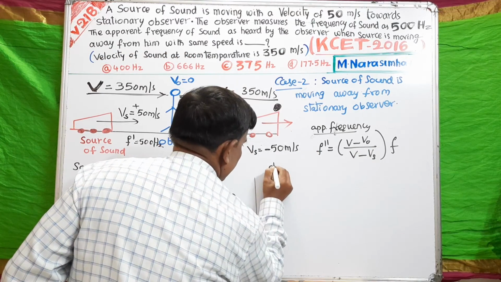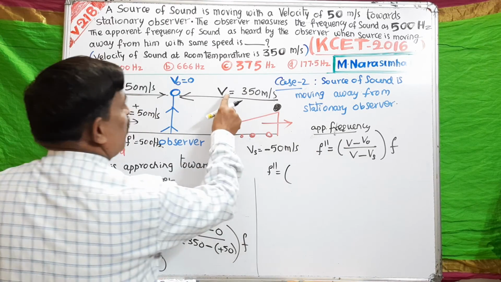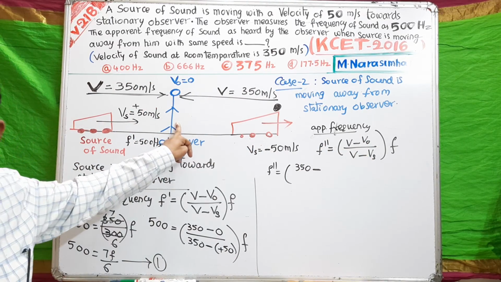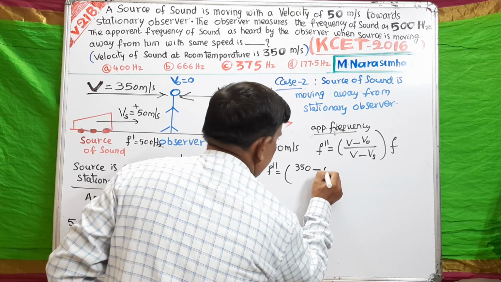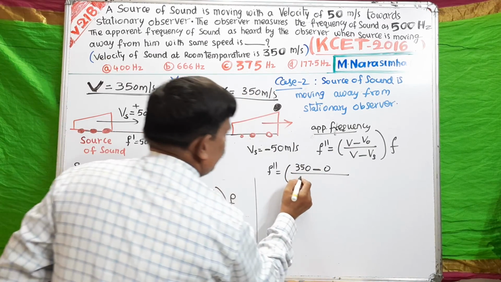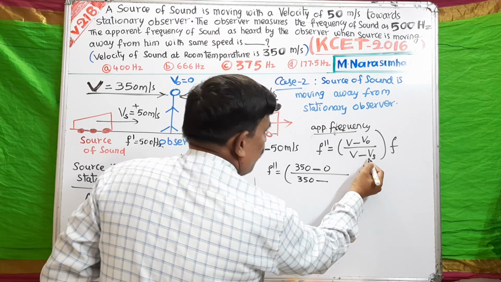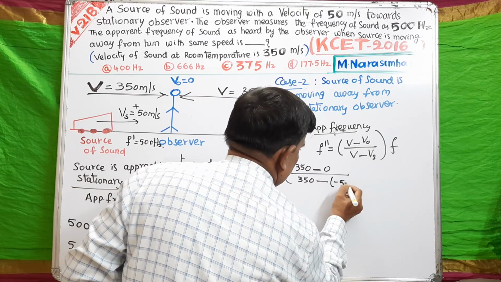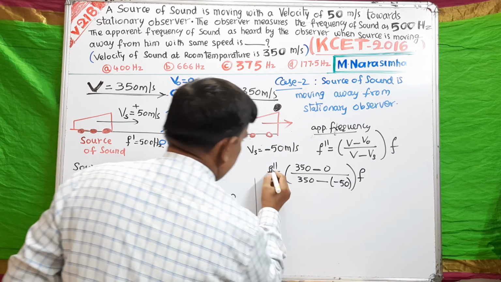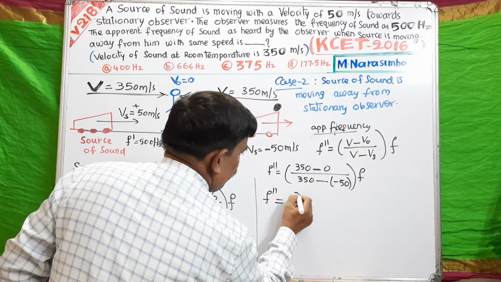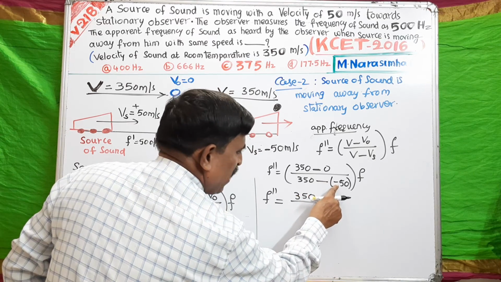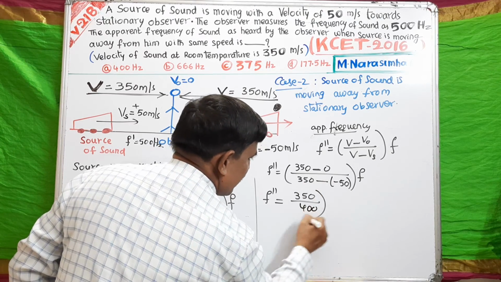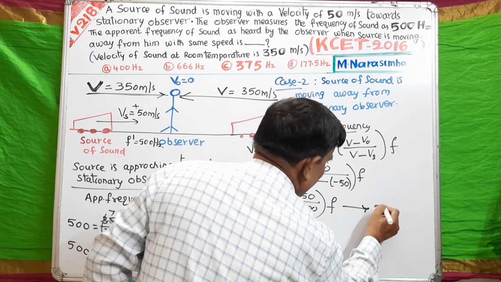F double dash is equal to V, that is 350, the velocity of sound, minus the velocity of observer. The observer is at rest, so the velocity of observer is 0. Then 350 minus the velocity of source. The velocity of source is minus 50, into f. F double dash is equal to 350 minus into minus plus, 350 plus 50, 400 into f. This is equation number 2.